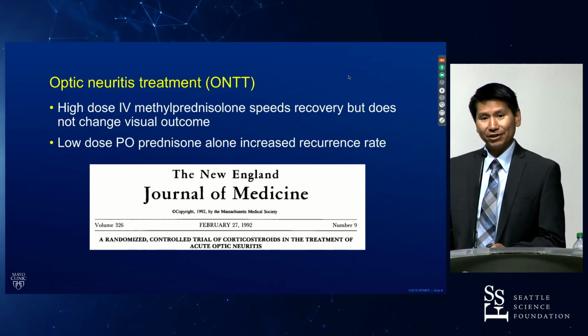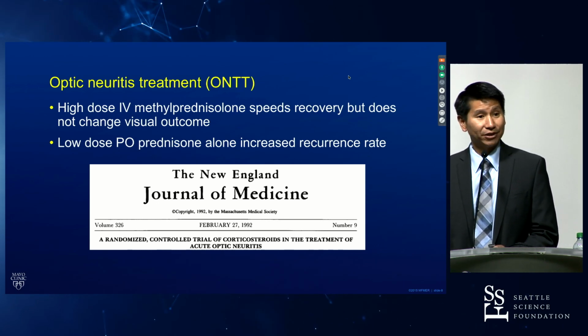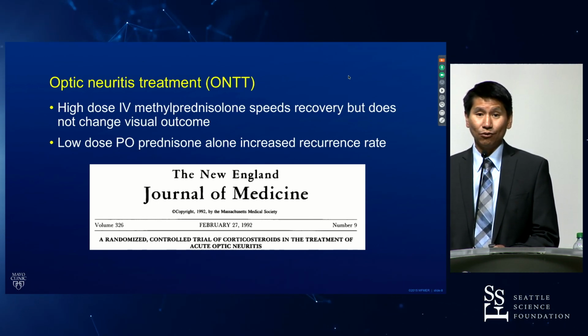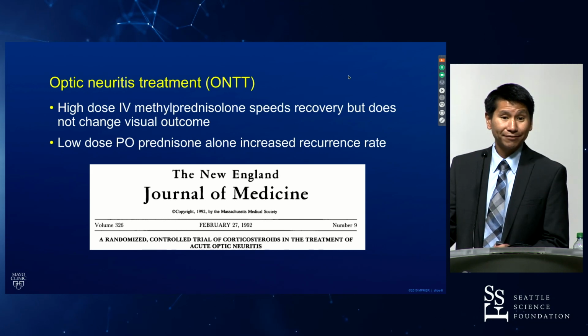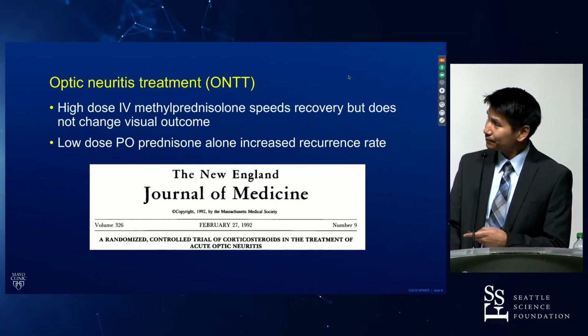And so at the time of the Optic Neuritis Treatment Trial, if you had a patient with optic neuritis, you had 2 options. One is to treat them with IV steroids to quicken the recovery, but not actually change the ultimate outcome, or to do nothing. And really, that's where we were.